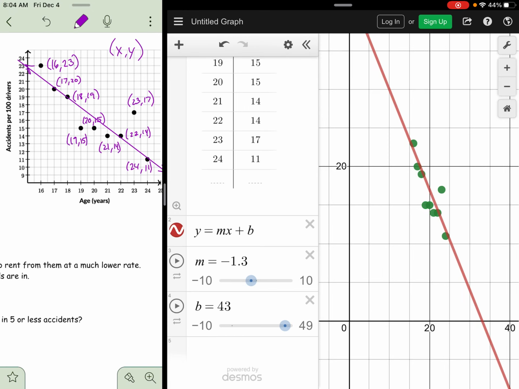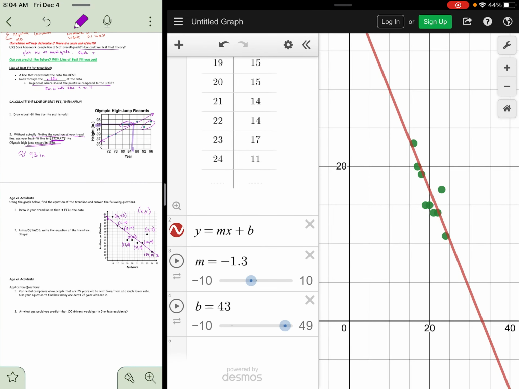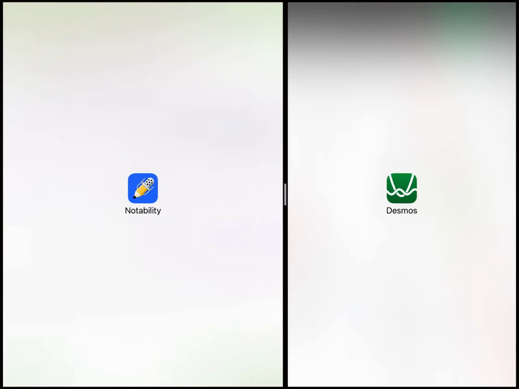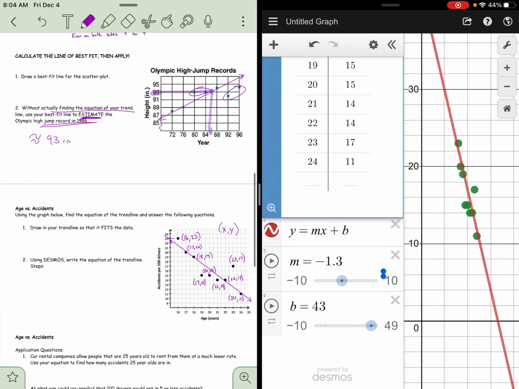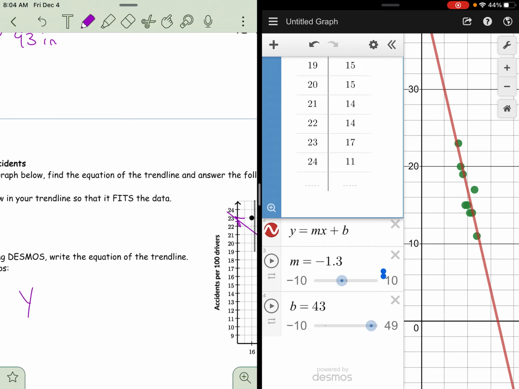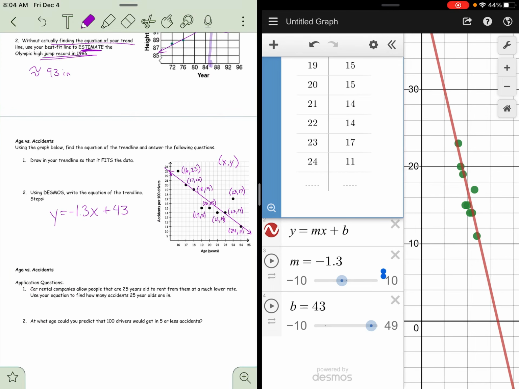Okay. So our formula there that we would write down in our Notability for the line of best fit would be y equals, and line of best fit is usually not an exact number, so some of yours may be a little bit different than mine, and that's okay, as long as it's pretty close. So there's our equation. So y equals -1.3x plus 43.